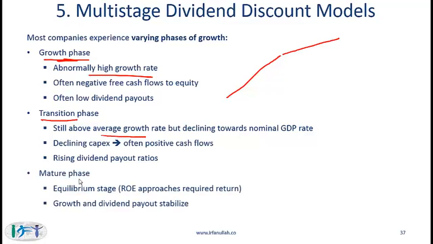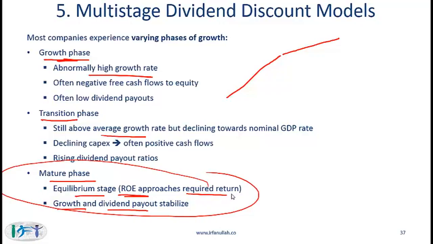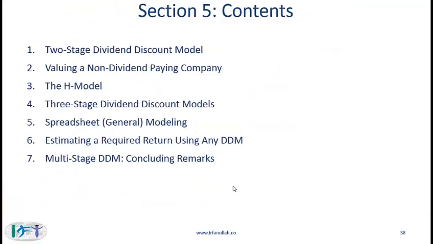And finally, we have a mature stage where the return on equity generally starts approaching the required rate of return. This is the equilibrium stage. The growth and dividend payouts stabilize. And this is where we use the Gordon growth model. Section 5 is quite important and testable.